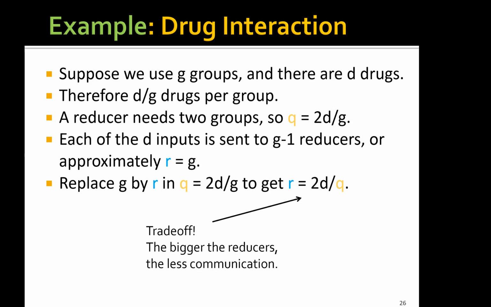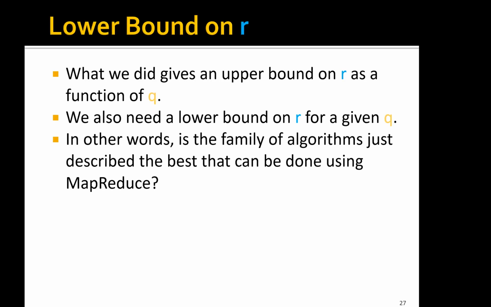So this is a trade-off. What it says is the bigger you make the reducers, the less the communication costs will be. Now, what that says is you have an upper bound on the replication rate, but maybe you can do better. Right? I gave you one family of algorithms. So what I wanted to show is that, more or less, you can't do much better. Let's put it that way.